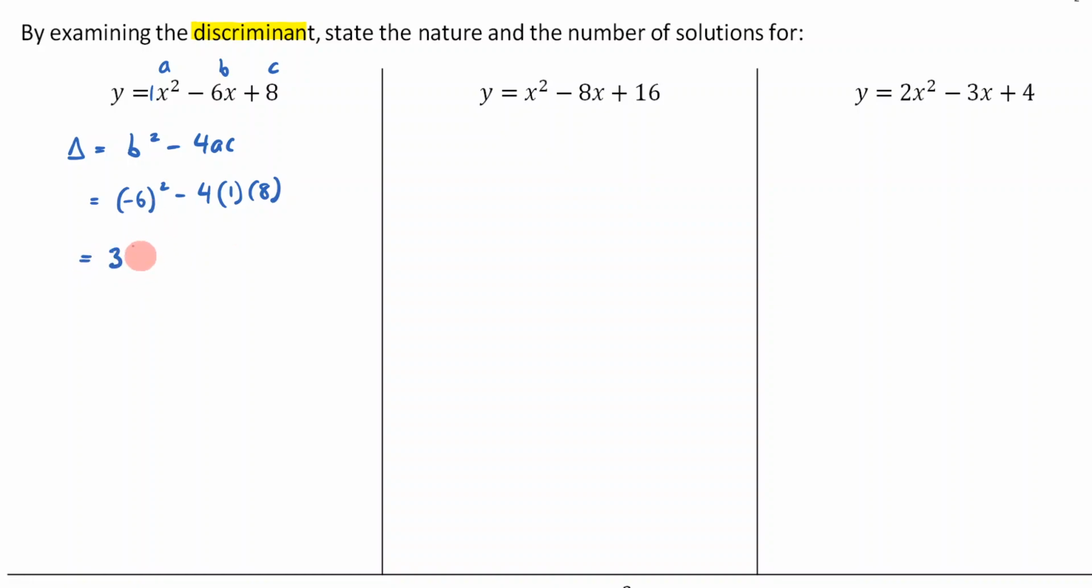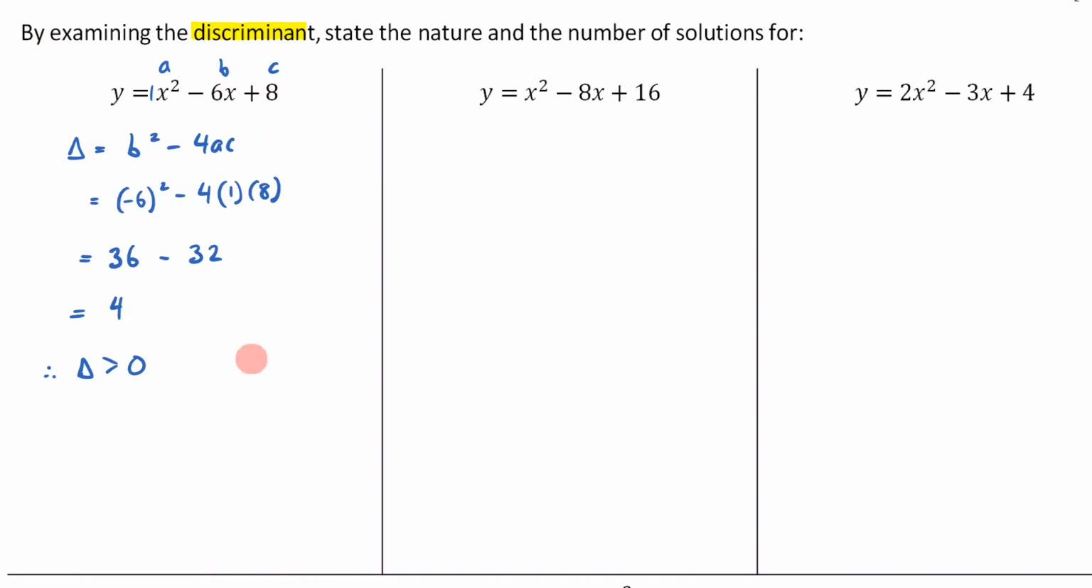This is going to be 36 because a negative and a negative make a positive. So -6 times -6 is positive 36. Minus then 4 times 1 times 8 is 32. So that means my discriminant is going to be 36 minus 32, which is 4. Now, the discriminant is therefore greater than 0 because 4 is greater than 0. So what does that mean about our equation here? How many solutions does it have?